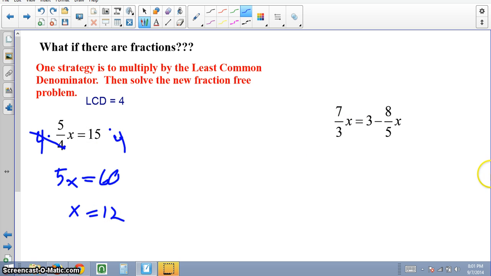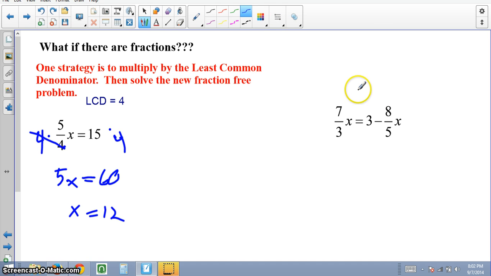Now here, the LCD is not so easy to figure out. It's not just staring you in the face like the previous problem, but it's not that bad. The trick is you see the fractions, just multiply all the denominators together. That might not give you the least common denominator, but it'll give you a common denominator, and that's really all you need. If it's the least common denominator, then super. You have smaller numbers to work with. But if it's just a common denominator, it'll still work.